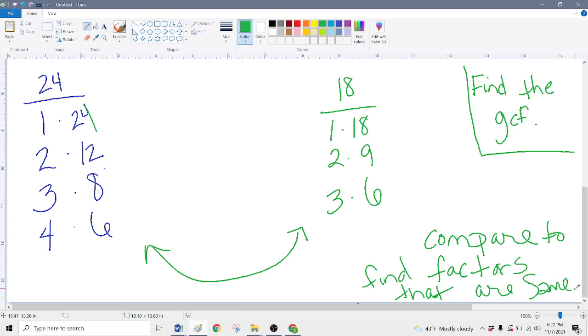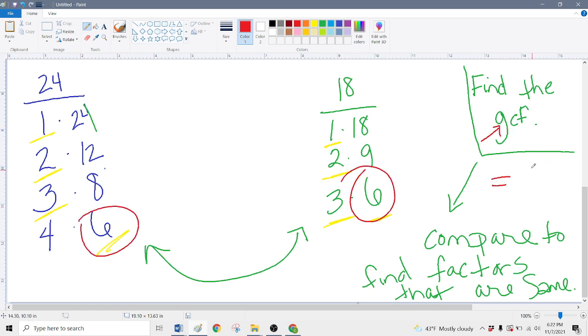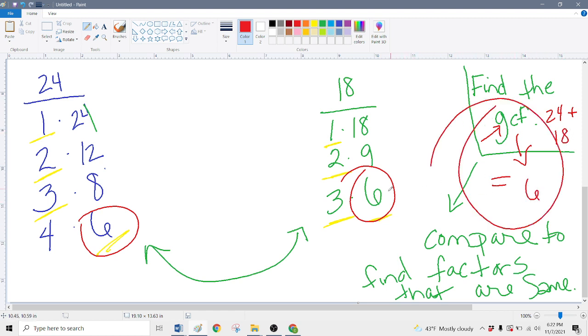So let's go ahead and do that. When we're finding the GCF, we're comparing the factors between two different terms. And we can see that they both have a factor of 1, both have a factor of 2, they both have a factor of 3, and they both have a factor of 6. These are all the factors they share in common. But to find the GCF, we need the biggest one, and that's 6. So when we find the GCF between 24 and 18, the answer is 6. That's our GCF. All right?